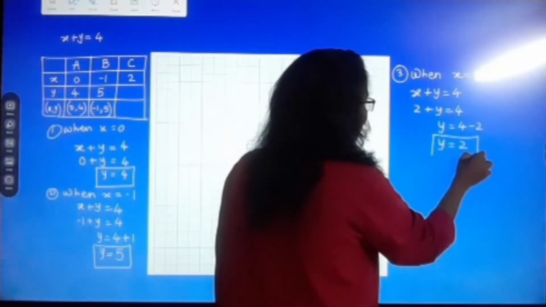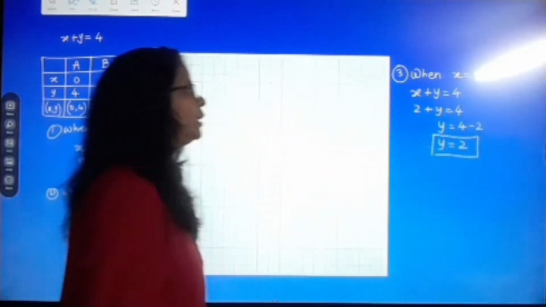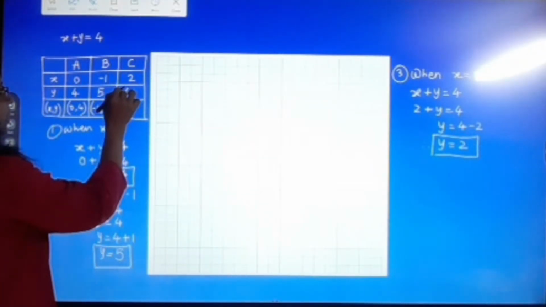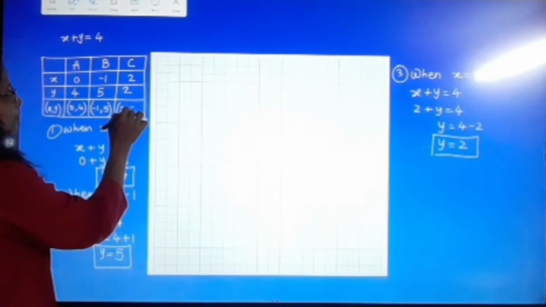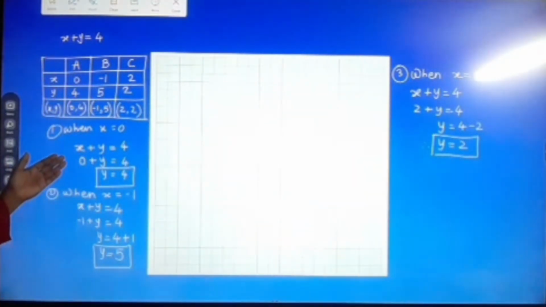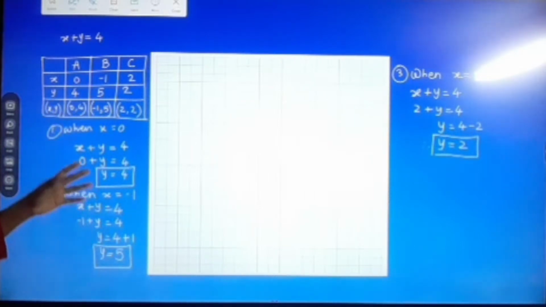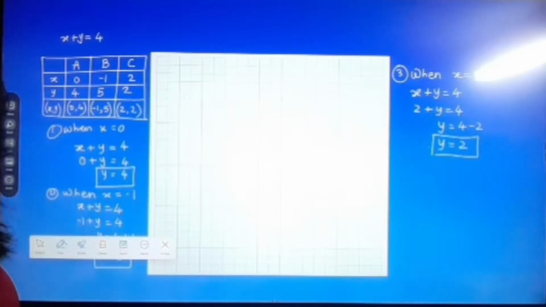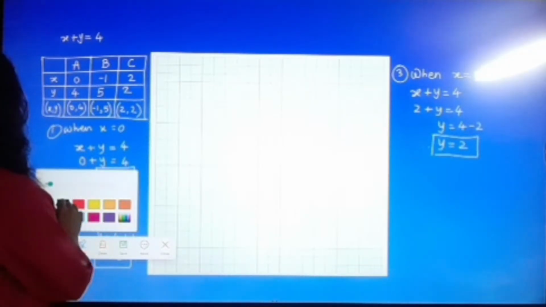Okay, students? So such a way that the last coordinate is 2. Here first I write down 2, 2. Okay, that is 2, 2. So this way we have the coordinates. So now here draw the outline of the graph.